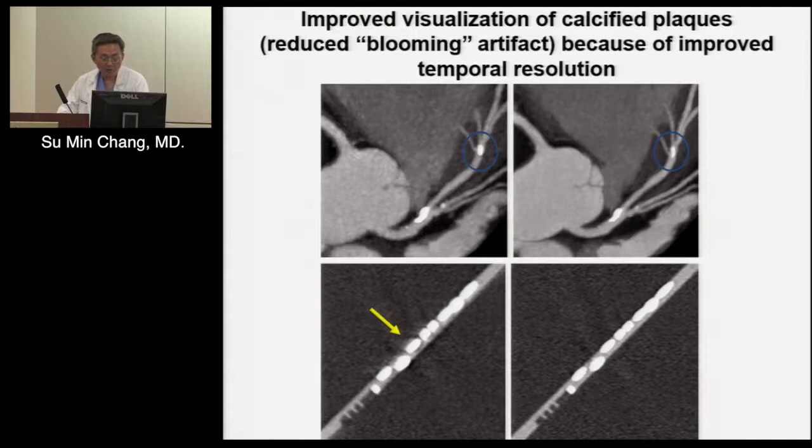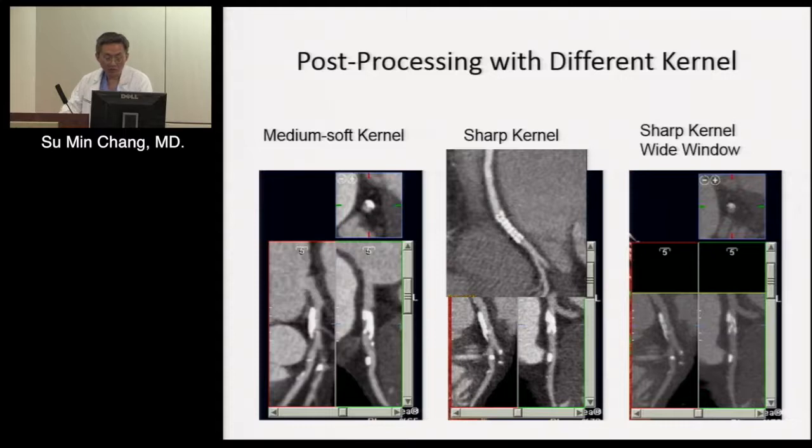But the most important part is if you have a very slow heart rate, the calcium blooming is less magnified. So if you have a patient with a fast heart rate, the coronary is moving and has a lot of calcium, the artifact is going to be magnified. So that goes down to the principle of imaging: the slower the heart rate, the better the images. And a different kernel basically eliminates the noise.